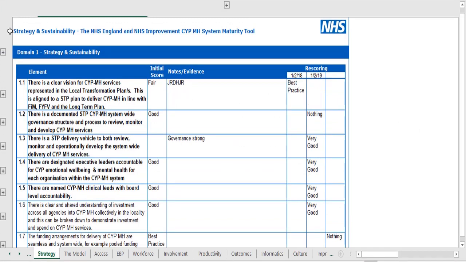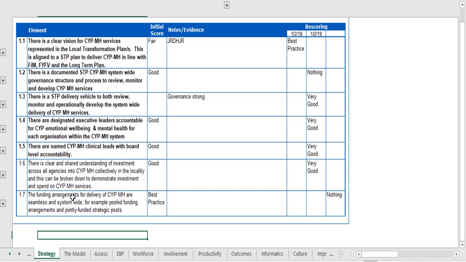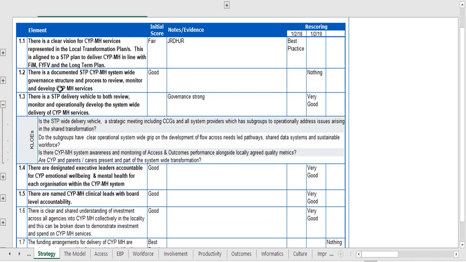Okay, so we've talked about this plus at the top, and that in each one you've got this extra guidance. So we're now going to think a little bit more about these elements. We've said there's 7 elements here for strategy and sustainability, and each one has got a plus next to it. So I'm going to use this one as an example. Within here, this 1.3 is about having your delivery vehicle, and then underneath the KLOEs are really some questions to help you think in more detail about what that should look like.